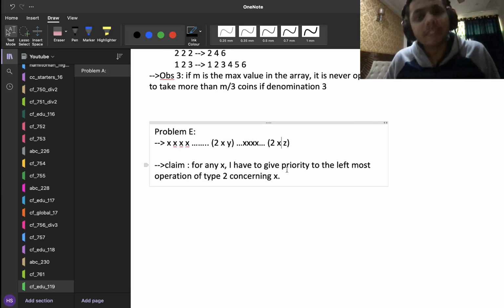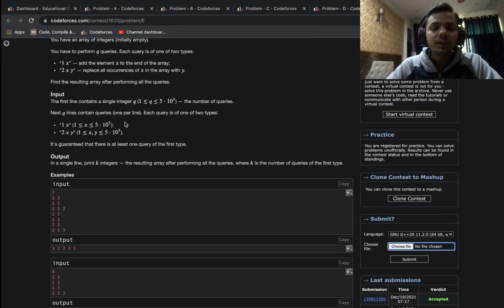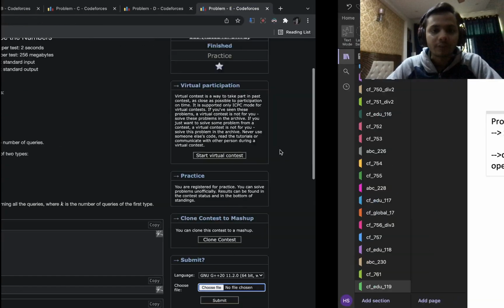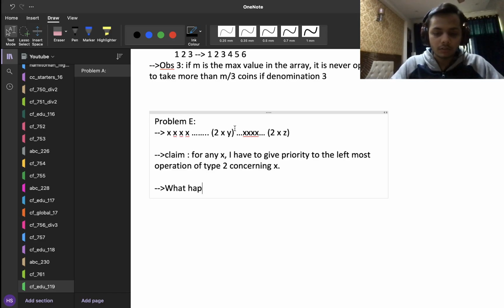But this is not a very convenient situation for us. Why? Because if we try to naively do this, then that will take linear time for each query of type 2, and we don't want that because the number of queries is very huge. So a linear time for any query will definitely be a time limit exceeded for us, right? So what to do here? Since we are giving priority to the leftmost element, it is a very inconvenient thing for us, right? But what happens if we process the queries in reverse order?